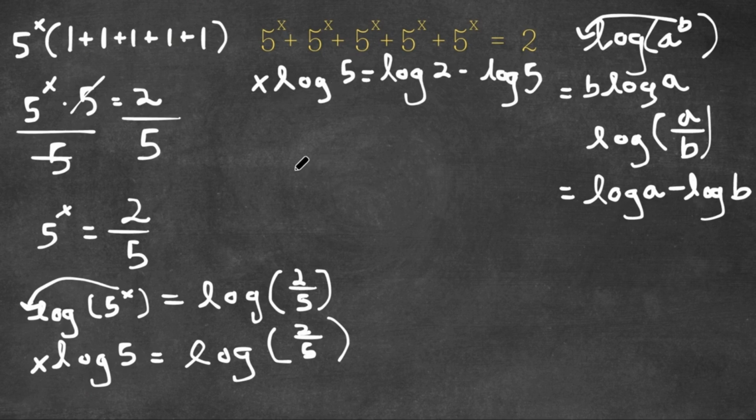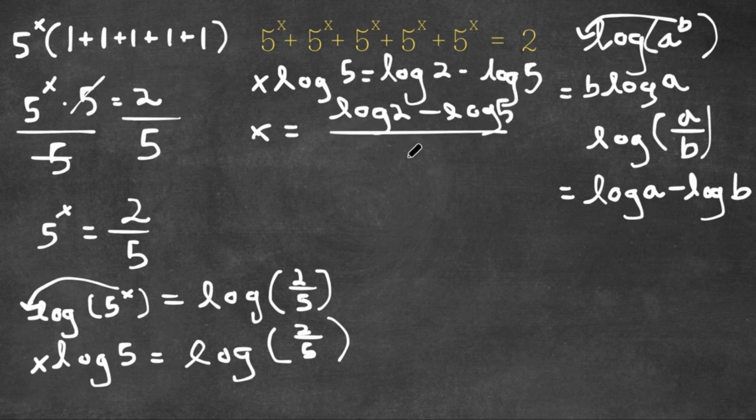Now I'm going to divide both sides by log 5. So now we get x is equal to log 2 minus log 5 over log 5.